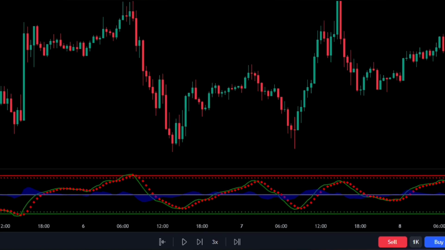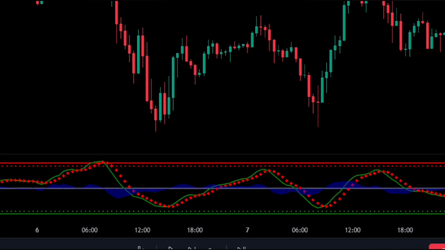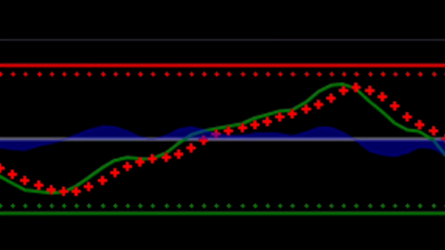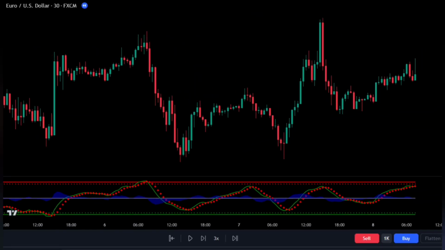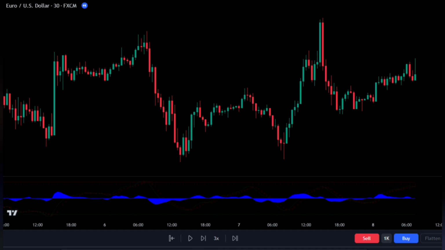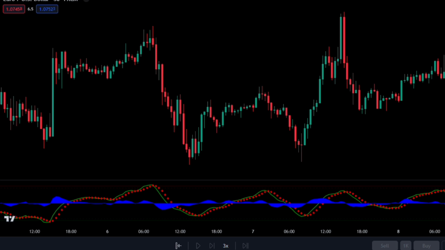Now that we have the wave trend indicator added, let's understand how it works. The wave trend has four main parts: the wave trend line, the signal line, the wave plot, and the zero line. The wave trend line is usually shown as a green line and represents an average of the last 10 days. The signal line is the red line and reflects an average of the last 21 days. The wave plot shows the difference between the wave trend line and the signal line.